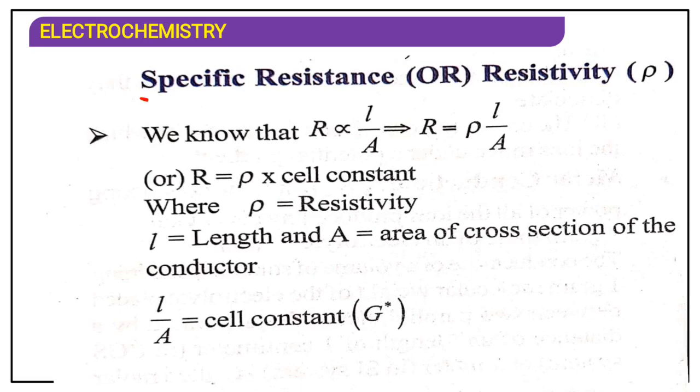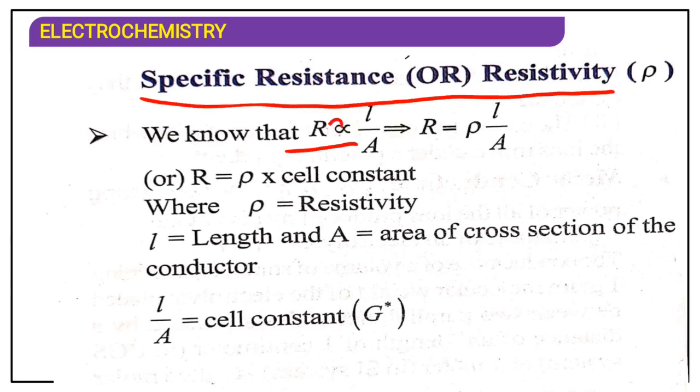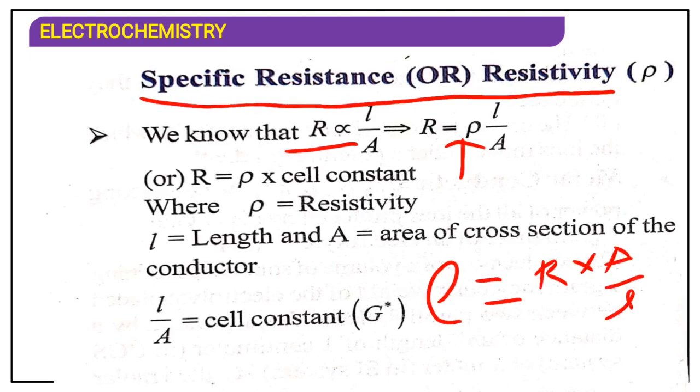Specific resistance is nothing but resistivity. I already mentioned that R is directly proportional to L by A. If we remove the proportionality, we use the symbol rho, where rho is resistivity. Now rho is equal to R into A by L. How do we get this expression? Take A to this side, it becomes R into A, then take L to this side, it is divided by L.